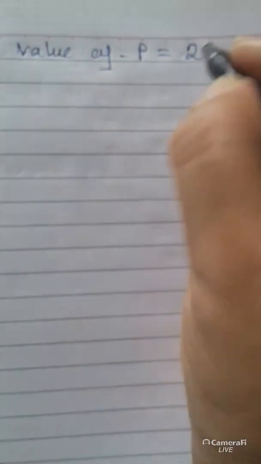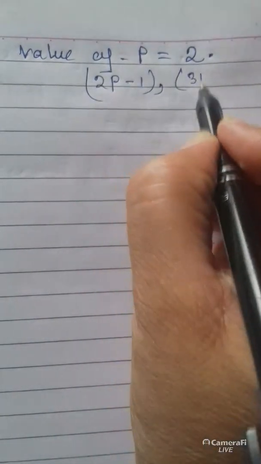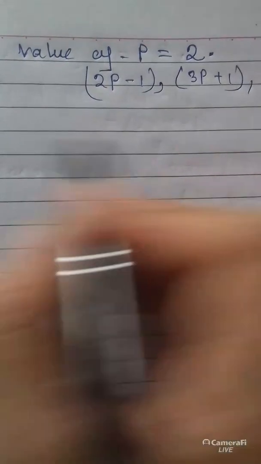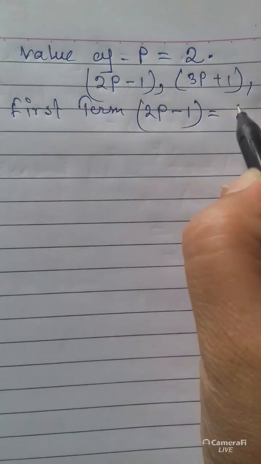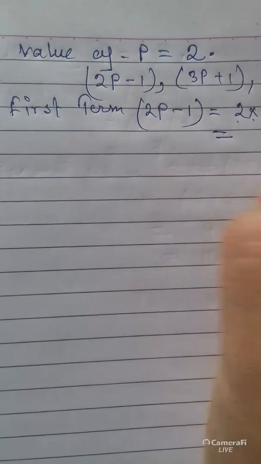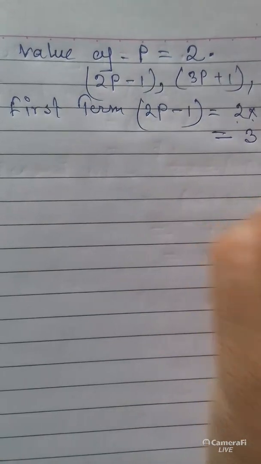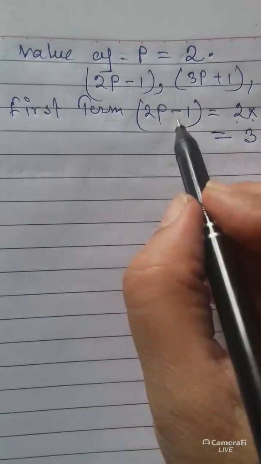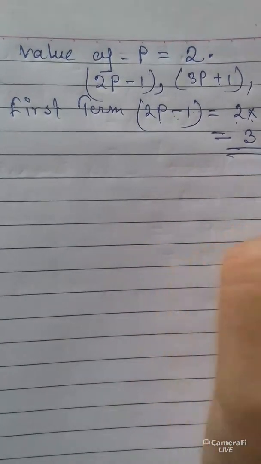Value of P equal to 2. Now, we have to find the numbers. In AP, numbers are 2P minus 1, 3P plus 1 and 11. So first term 2P minus 1 equal to 2 into 2 minus 1, means 2 twos are 4, 4 minus 1 means 3. First term 2P minus 1 equal to 3.